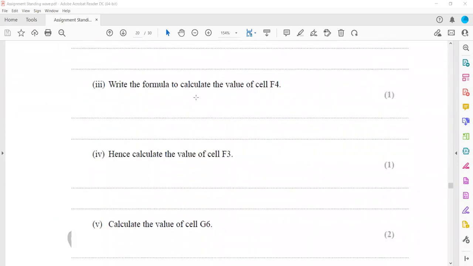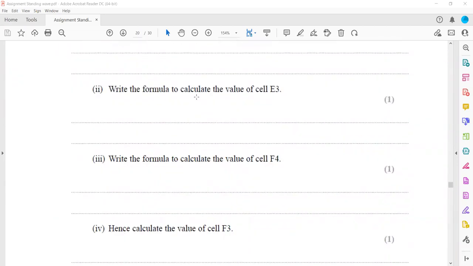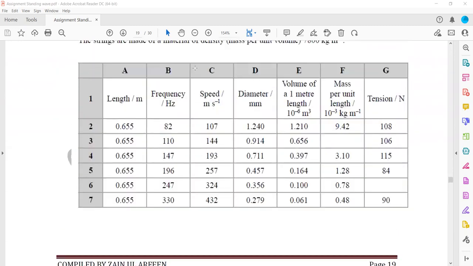Then the last part, calculate the value for cell G6. We want to calculate this G6. What is G6? G6 is actually the tension.